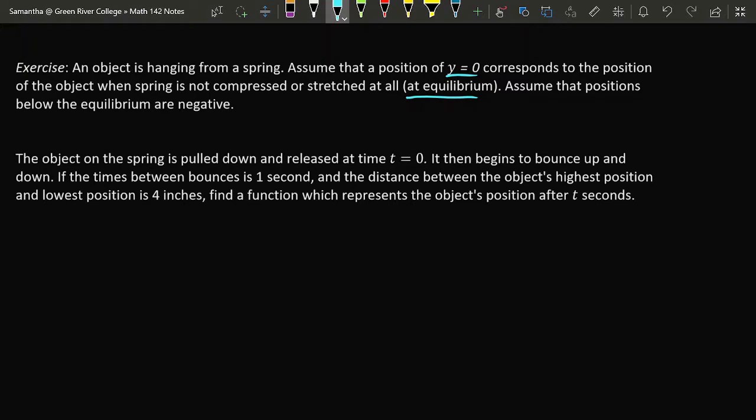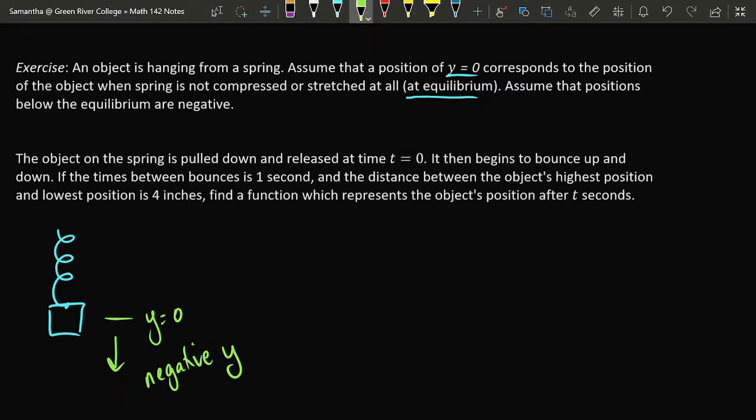Okay, so we have this object attached to the spring, hanging at equilibrium, and its equilibrium position is what we will represent by y equals 0. If this object ever ends up below its natural position, we're going to call this negative y. And if this object ever ends up above its natural equilibrium position, we will represent this with a positive y value.